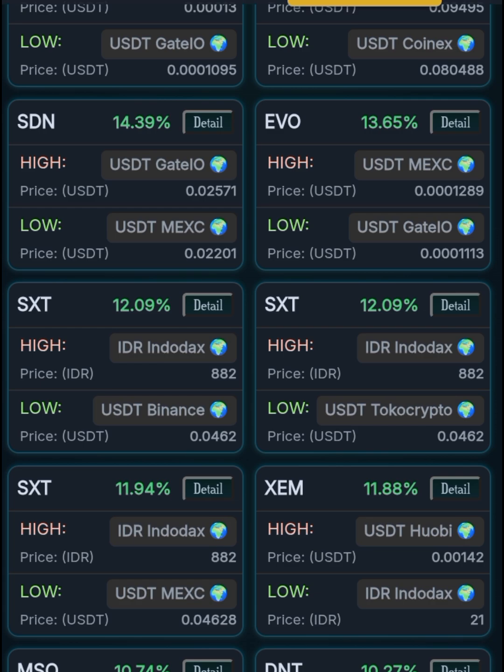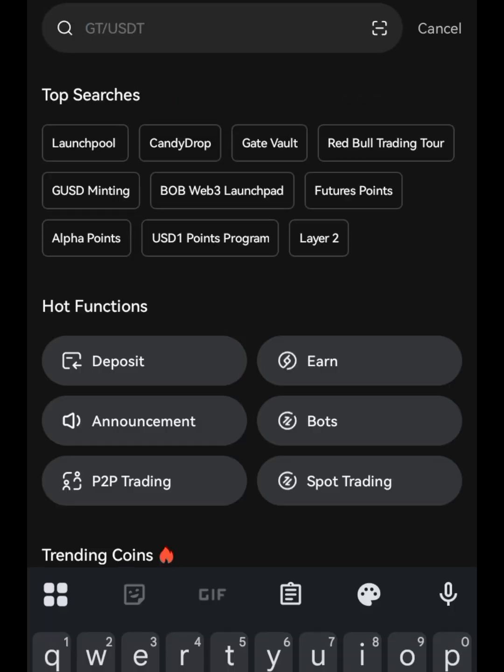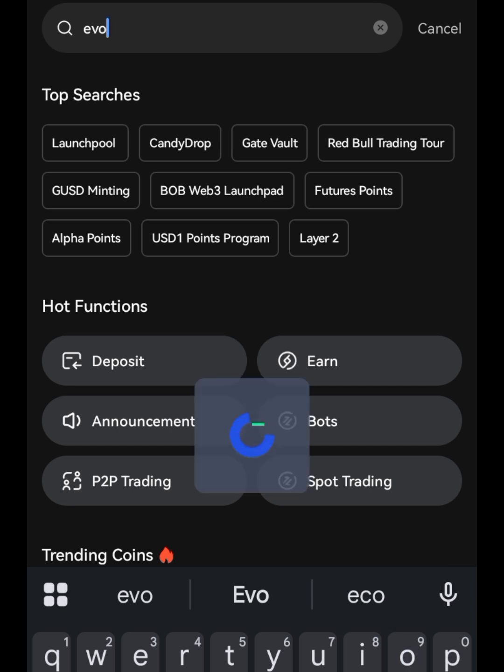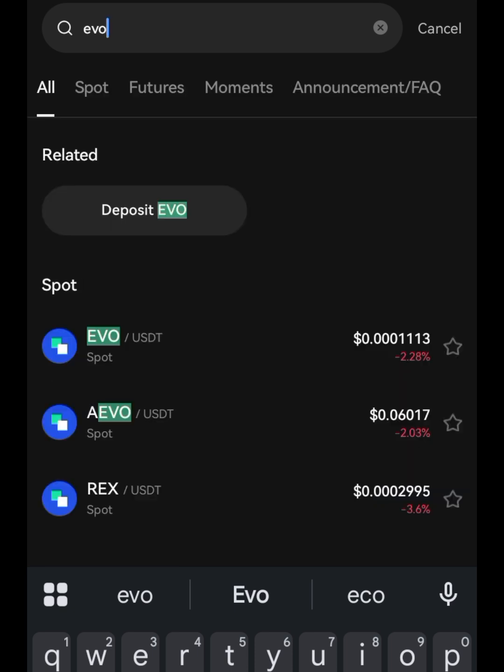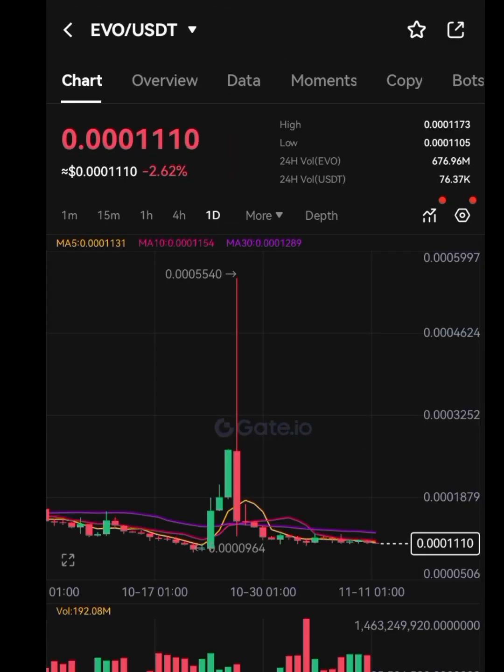So let me head over to Gate.io first of all. So this is Gate.io. Let's just search for Evo USDT. Okay, here is Evo USDT. Then you can see the 24 hours volume on Evo, that's 676 million circulatory volume, right? Then you have the volume on USDT, which is $76,000.